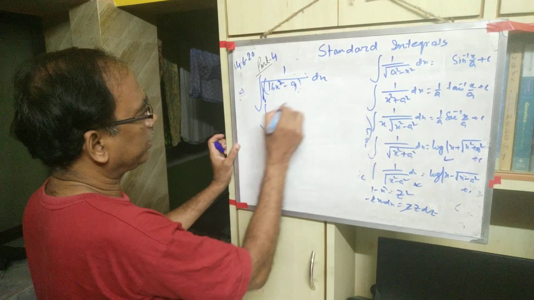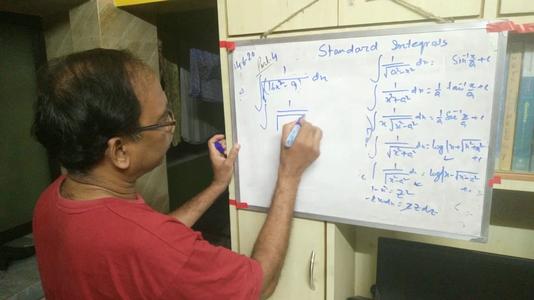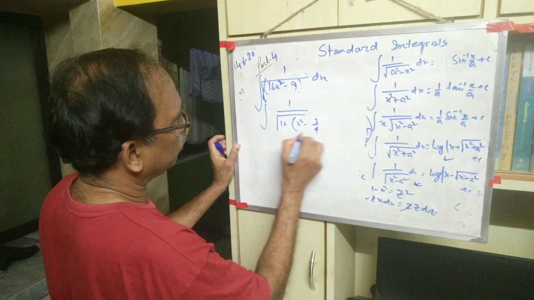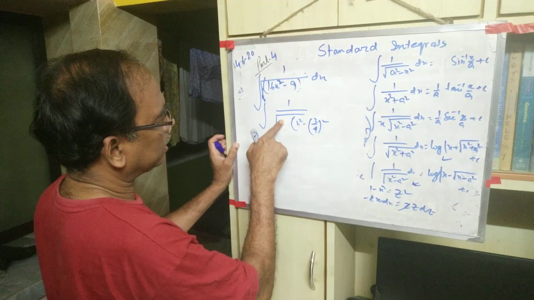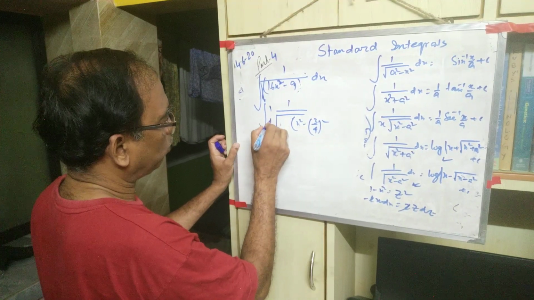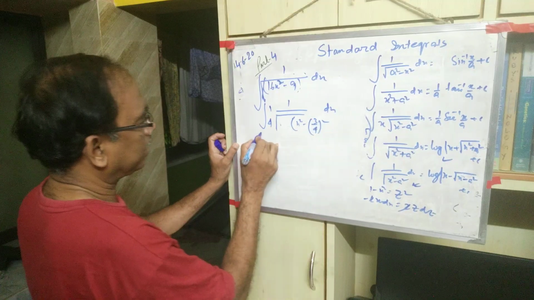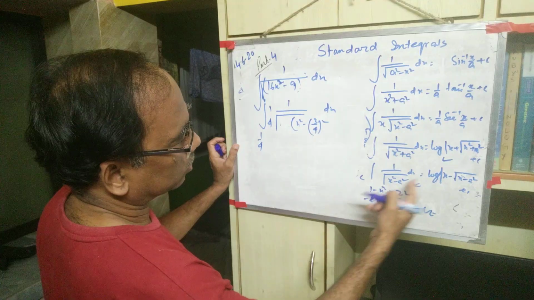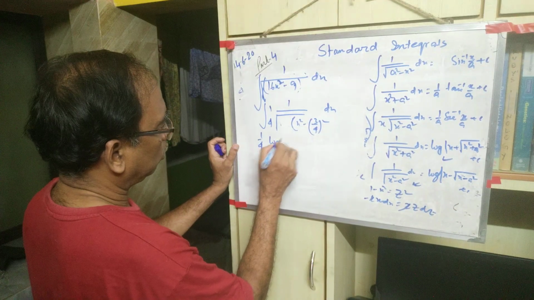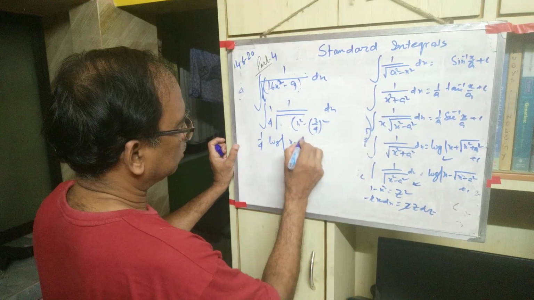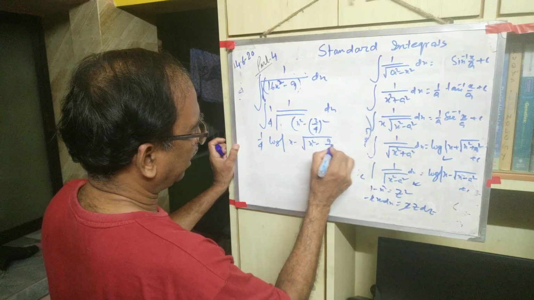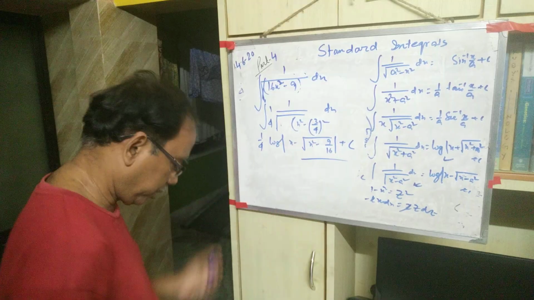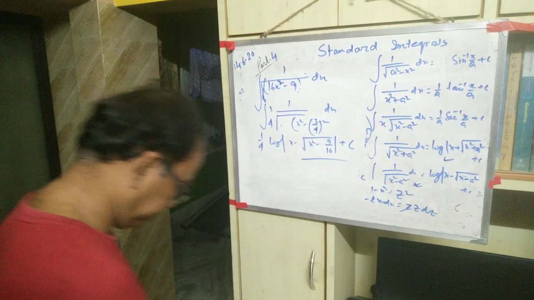That is integration 1 by root over of 16 is common, (x square minus 3 by 4 whole square), 16 coming square root outside of the square root, that is 1 by 4 dx, that is 1 by 4 into the formula for x square minus a square, log of mod x minus root over of x square minus 9 by 16 plus c. This is the integration of this sum.